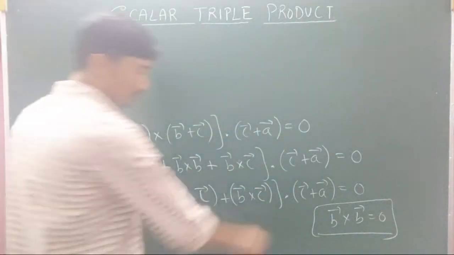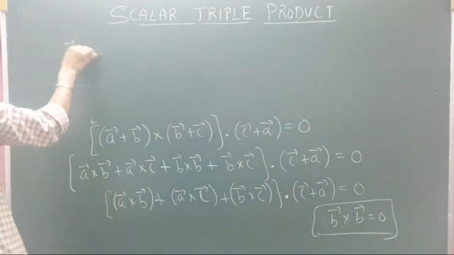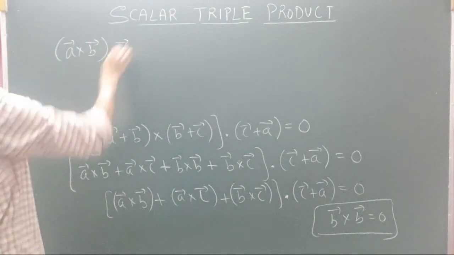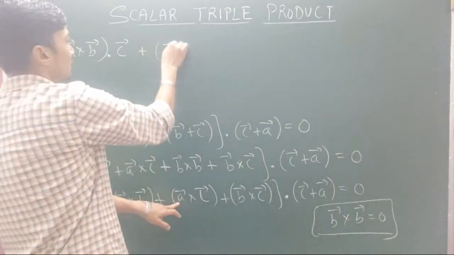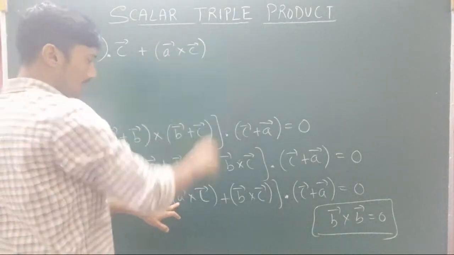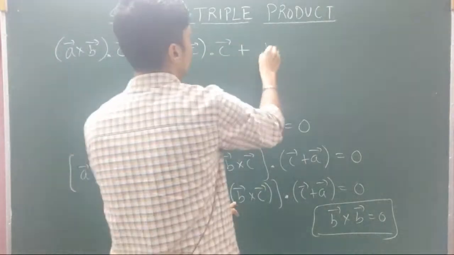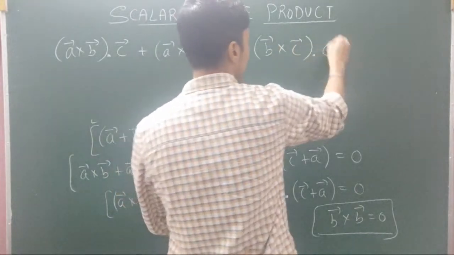Remember, this is dot product. Now let's again go for the dot product. So (A cross B) dot C plus (A cross C) dot C plus, one by one, a simple expansion, (B cross C) dot C.